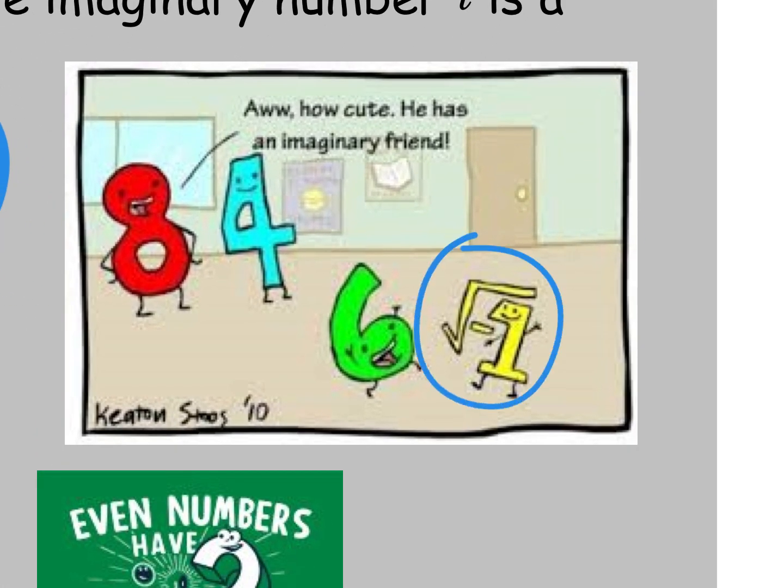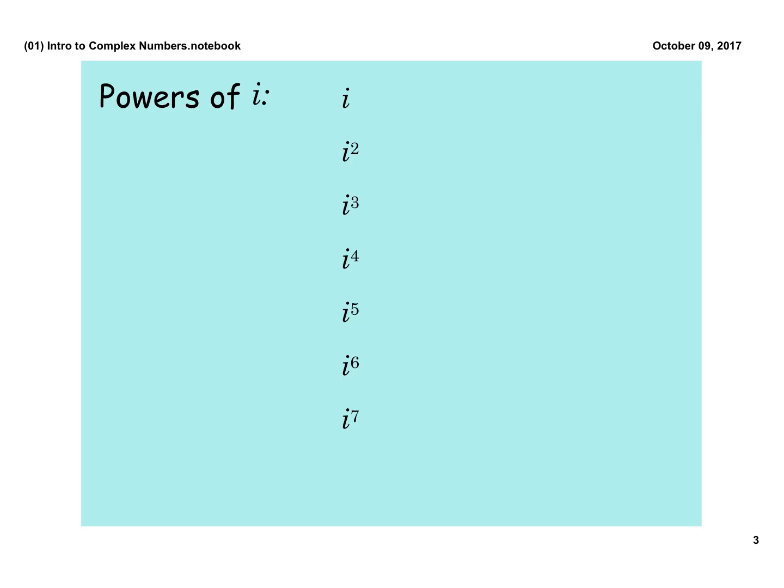Oh, he has an imaginary friend. Okay. I is just I. That's super simple. I already told you what I squared is. You got a short-term memory? It means the square root of -1 times the square root of -1. So what's the answer? -1.